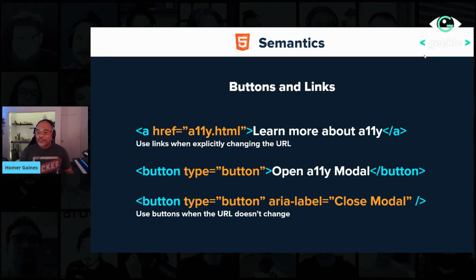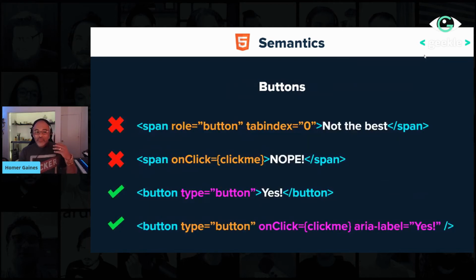It's that simple. And what's nice about that is that when you use the correct semantic element for interaction, you get a lot of those accessibility wins already. So like here, the first example where we have a span, we have a role button and a tab index.